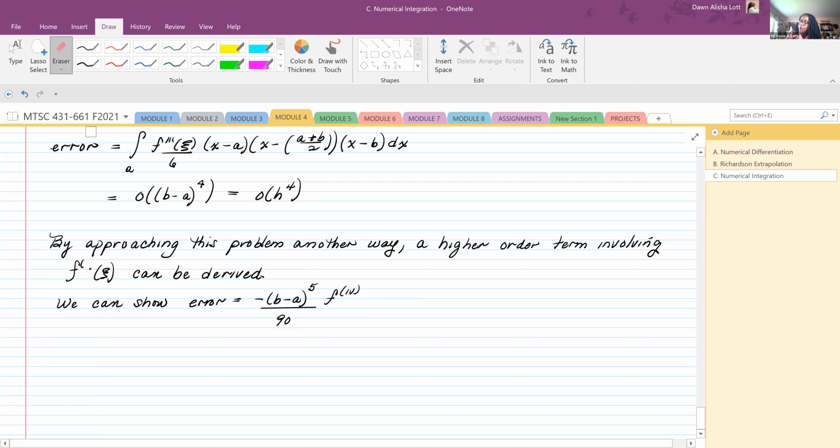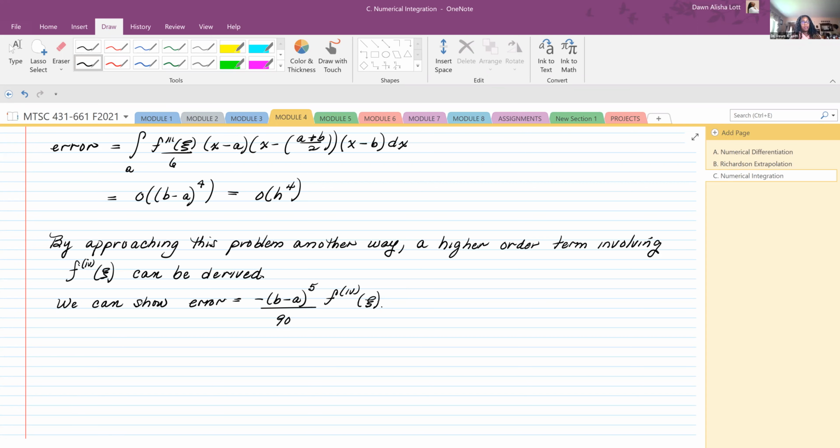Interesting, I wrote it like that over here. Excuse me, is it to the 5th or 4th power? This one is to the 5th. Okay. So there's another technique that you can use to show that the error goes like that to the 5th power. Oh, okay. Yes.